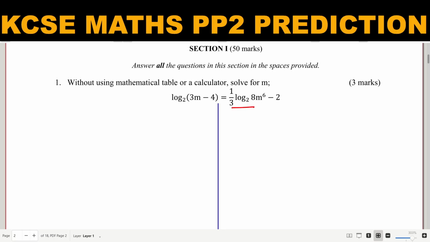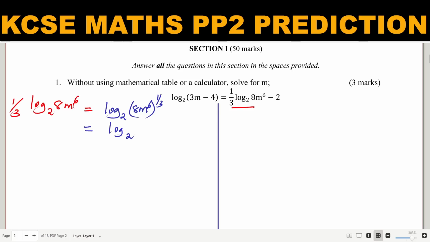On the left hand side, I don't see anything to be simplified, but the one that I have already underlined is a third logarithm of 8m raised to power 6. This one you can simplify to logarithm of 8m raised to power 6, everything raised to power a third. This simplifies further when you look at this power third and the bracket. So this means that 8 has to be raised to power third, and m raised to power 6, you have to raise those two numbers to power third.